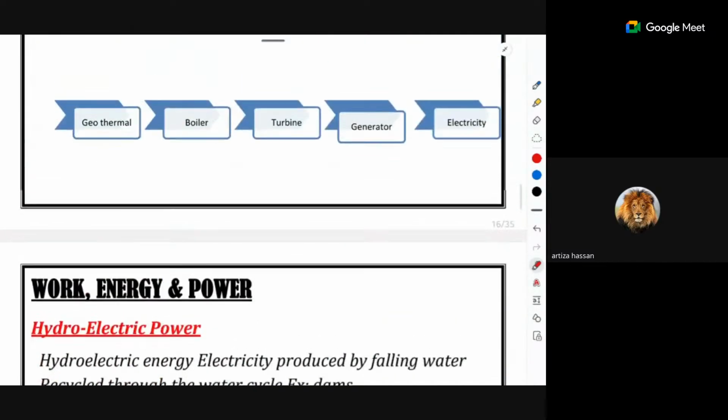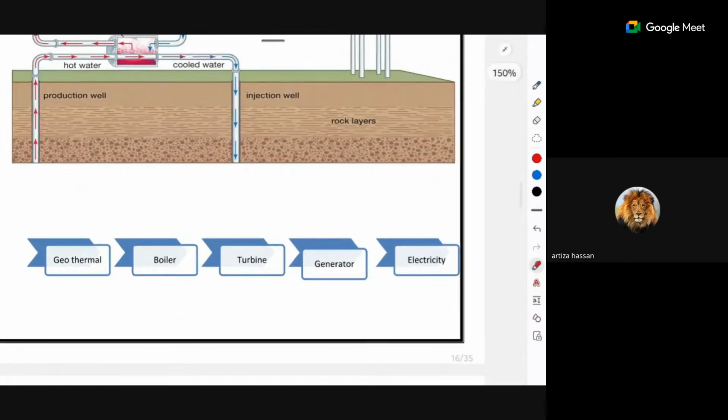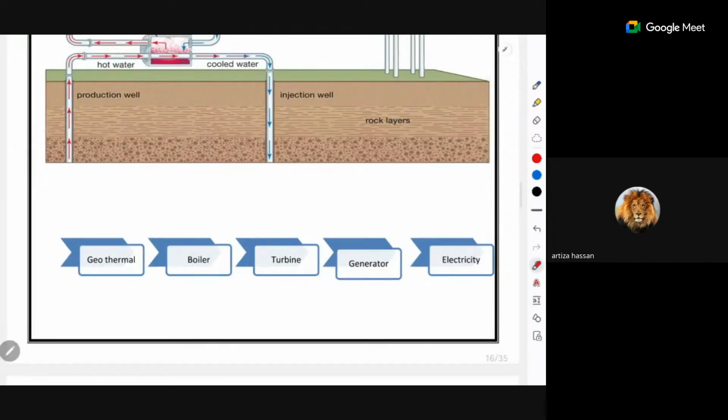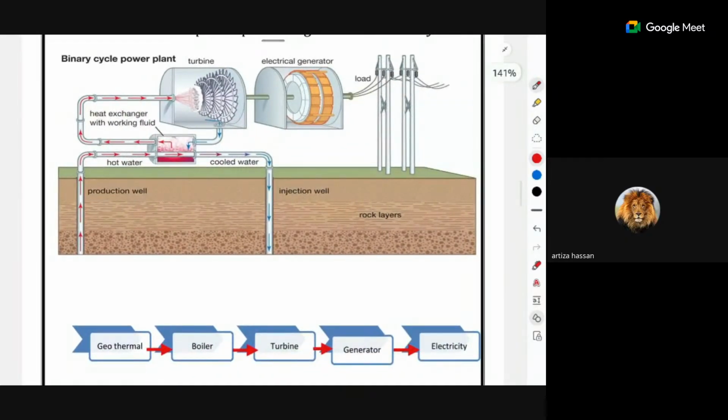Okay, so here, what type of energy change takes place? Geothermal energy is converted into... geothermal is supplied to the boiler, and that is supplied to the turbine. After the turbine comes the generator, then electricity. So these all are the blocks. I tried my best to represent it at the best level I can, but this is basically the geothermal energy.